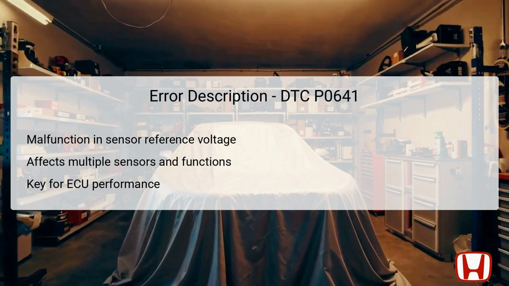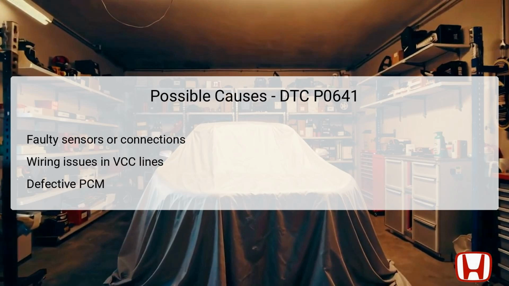This DTC generally emerges during vehicle diagnostics through the Honda Diagnostic System, HDS, confirming that the ECU is not operating as intended. The precise diagnosis begins with confirming whether the DTC persists through preliminary checks of the system's operational status. Several potential causes could trigger DTC P0641, making this an essential focus during diagnosis.